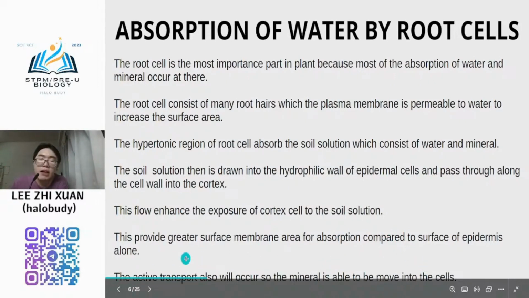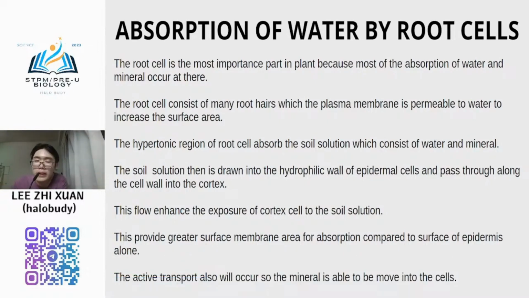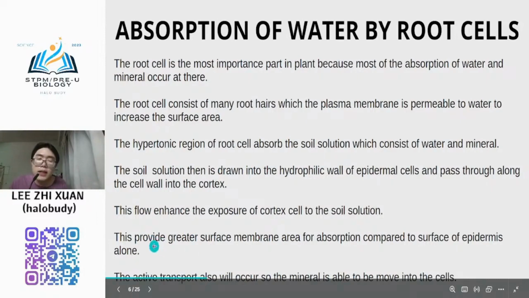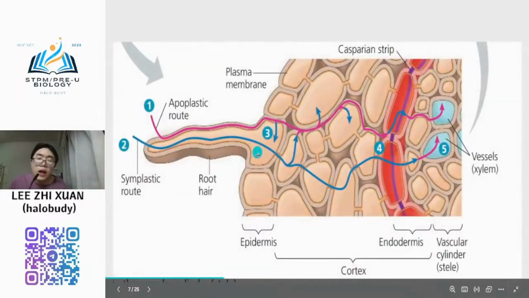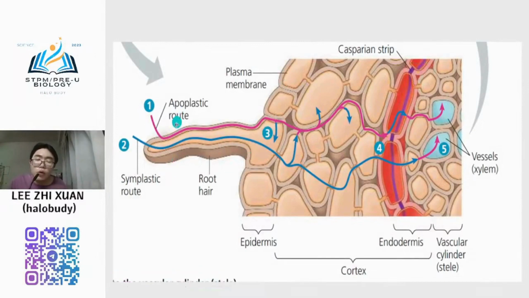Normally this one I will explain in root pressure. Another one is root pressure. Later I will explain it. So if you see this explanation, it means that after the water is absorbed, it will enter the epidermis first. Later it will pass through the cortex and then go to the root xylem.